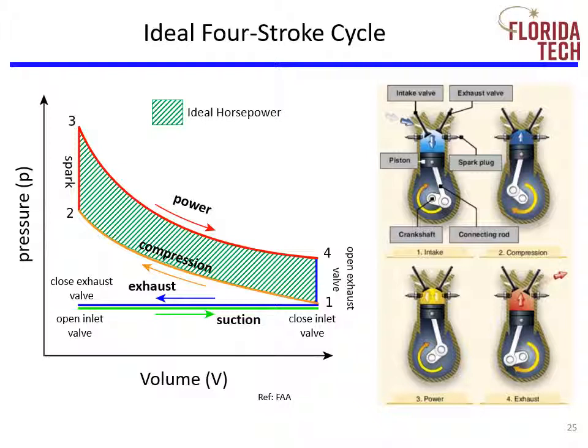Finally, we've reached the last stroke, exhaust. During this phase, the exhaust valve opens and the piston moves back toward the cylinder head, pushing out the combusted gases, commonly called exhaust. Then the process starts all over again, repeating the process thousands of times every minute.